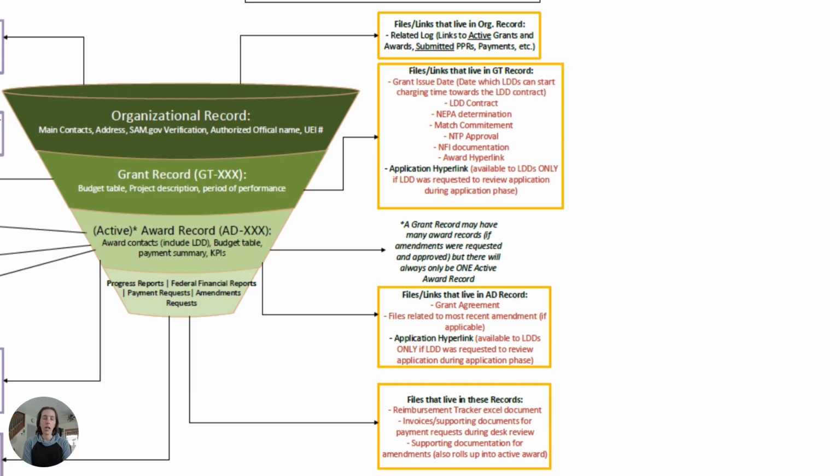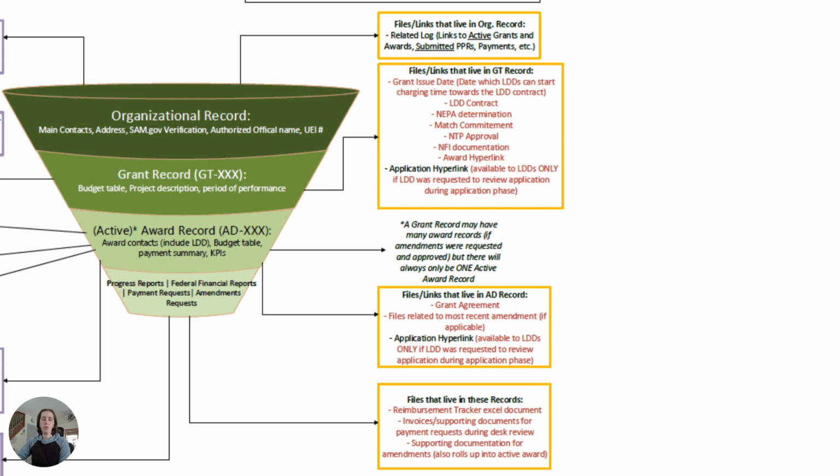And I think one thing I want to call out is that application hyperlink. So you can navigate to your application record through your grant record. However, if during the application phase you did not request a review from your LDD during that phase, they are not able to access that record. So you can see that I only highlighted in red that application hyperlink is only available to LDDs that were requested to review your application during the application phase. So if that's not the case, but you want to get your application to your LDD, you are able to download the application into a PDF and share that with them.